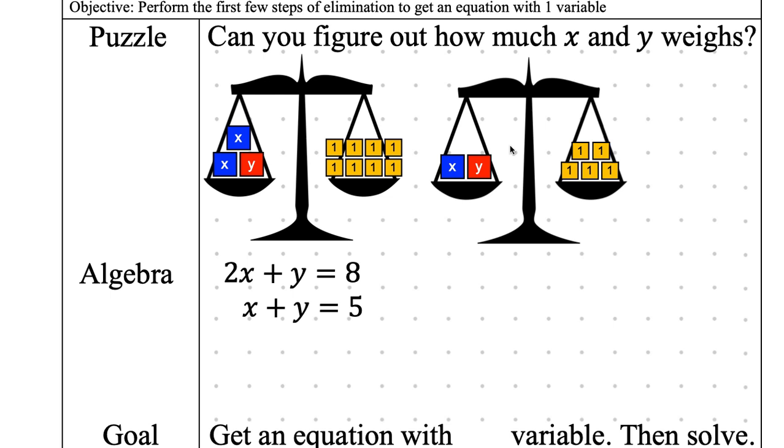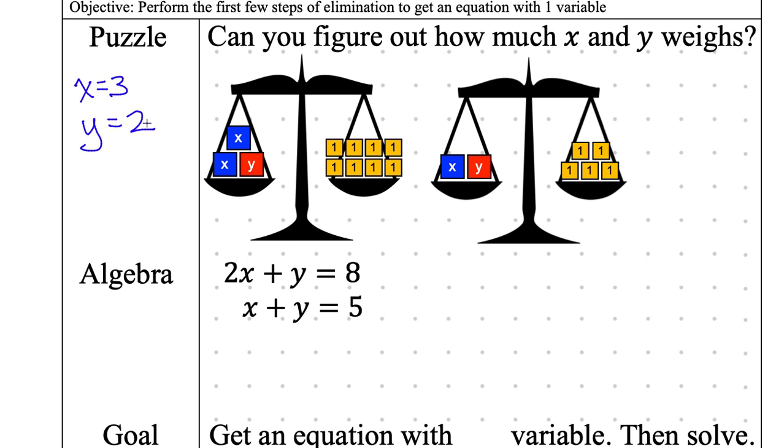I got x is 3 and y is 2. How'd you get x equals 3 and y equals 2? Because for x, when you add 2 x's, it's 6. When you add the y, which is 2, they equal 8. Okay. And on the other side, the x is 3 and the y is 2 and it equals 5. So it definitely works out.